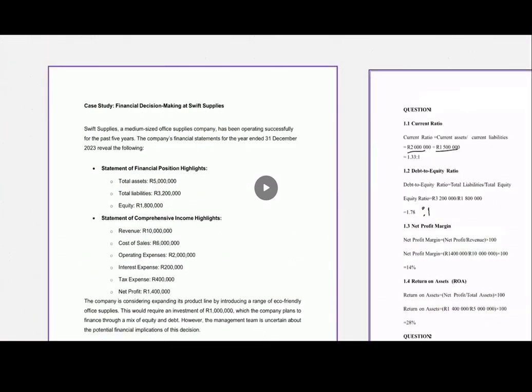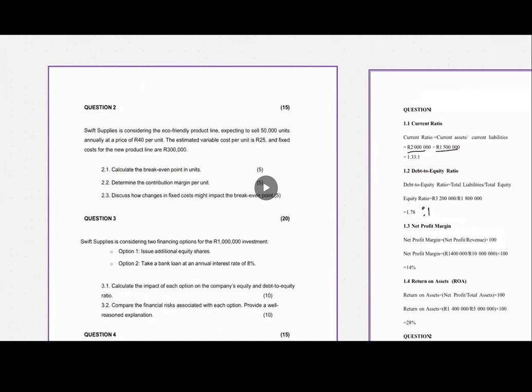Question 2 says Swift Supplies is considering the eco-friendly product line, expecting to sell 50,000 units annually at a price of 40 Rand per unit. The estimated variable cost per unit is 25 Rand, and fixed costs for the new product line are 300,000. So there is the information you've been given: how many units you're expected to sell, what you'll be selling them at. The selling price is 40, the variable cost per unit is 25, and the fixed cost for the new product line is 300,000.